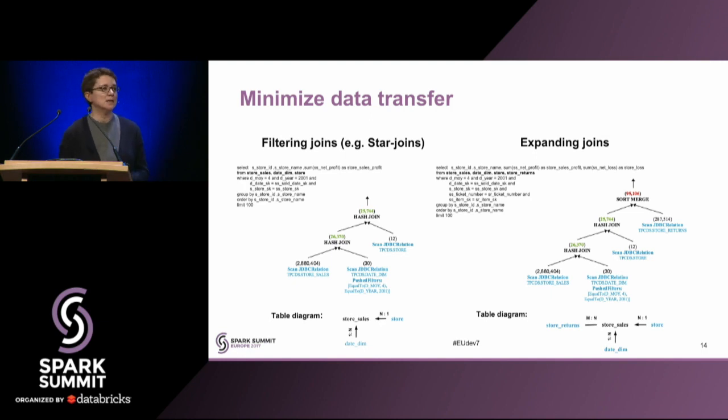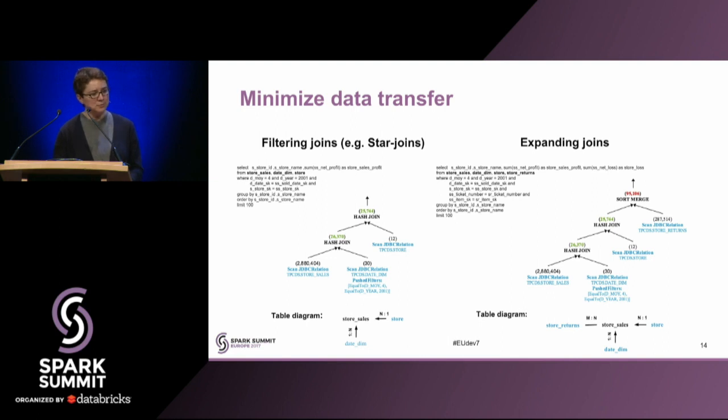On this slide, we have two queries, each reading data from a relational database using the JDBC data source. JDBC is Spark's built-in data source API to connect to relational databases. On the left-hand side, we have a join among three tables: store sales, date, and store. It is an example of a filtering join. A filtering join will reduce the number of rows after the join. On the right-hand side, we have an example of an expanding join. An expanding join may increase the number of rows after the join.